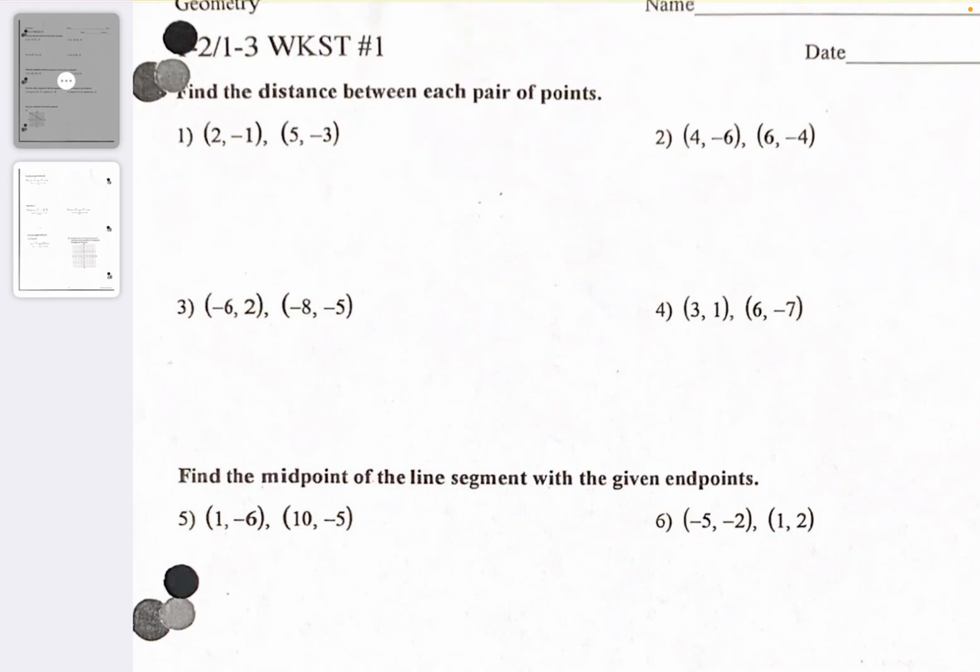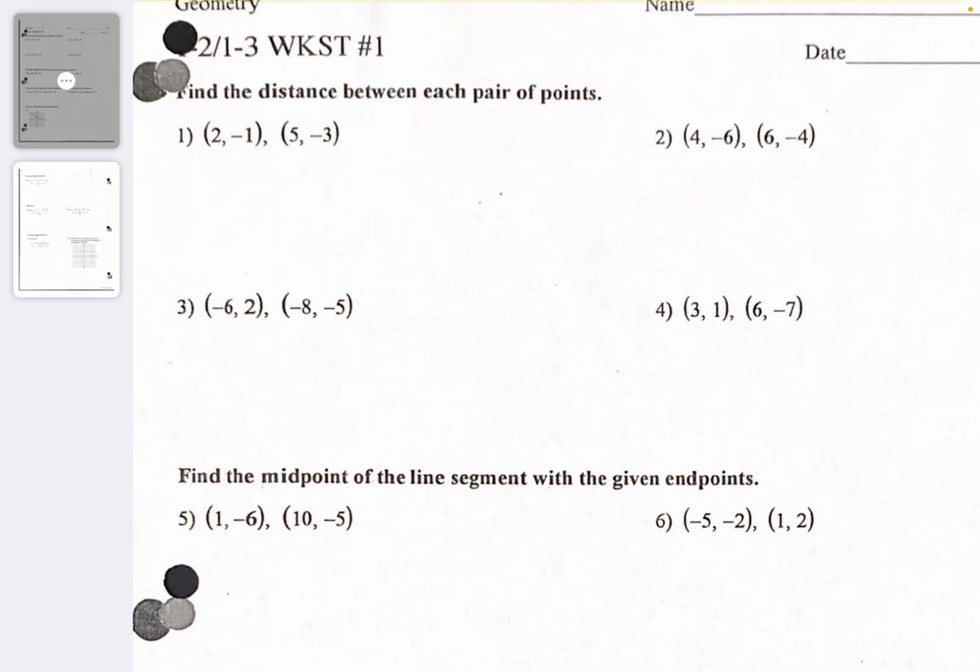So Carter has (2, -1) and (5, -3). Then he puts it into the distance formula, and he does (2 minus 5) quantity squared, plus (-1 minus -3) quantity squared. So he did this direction here.